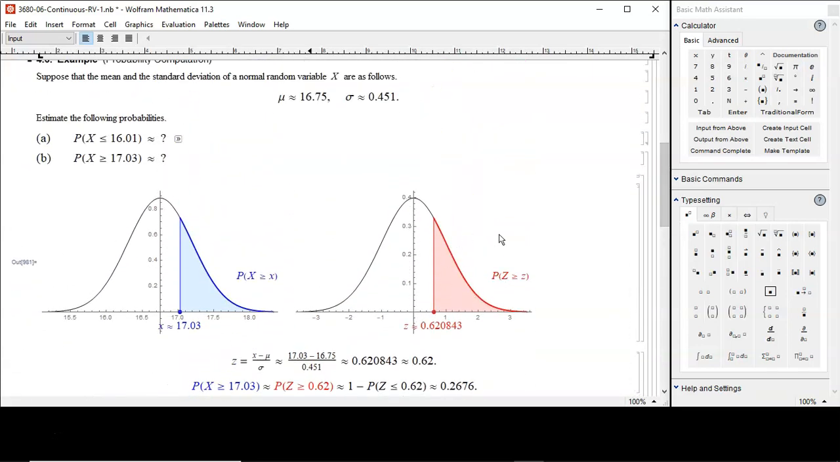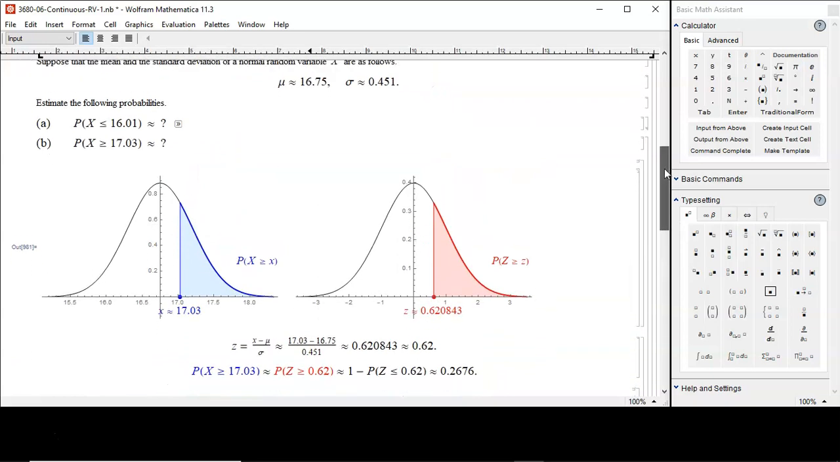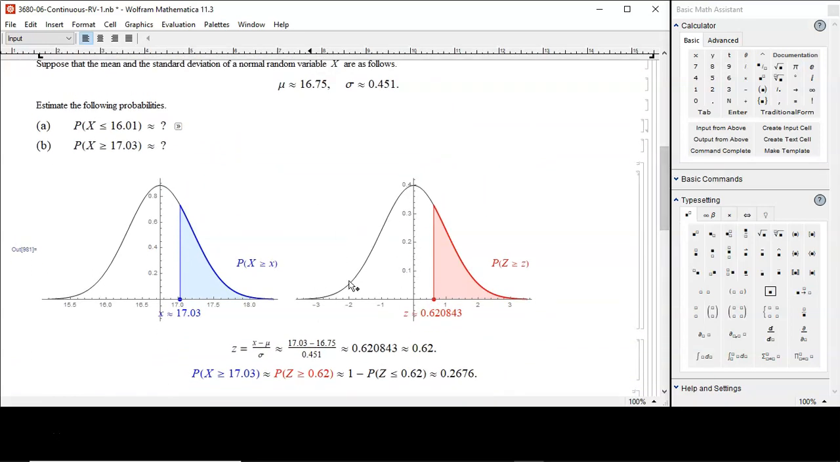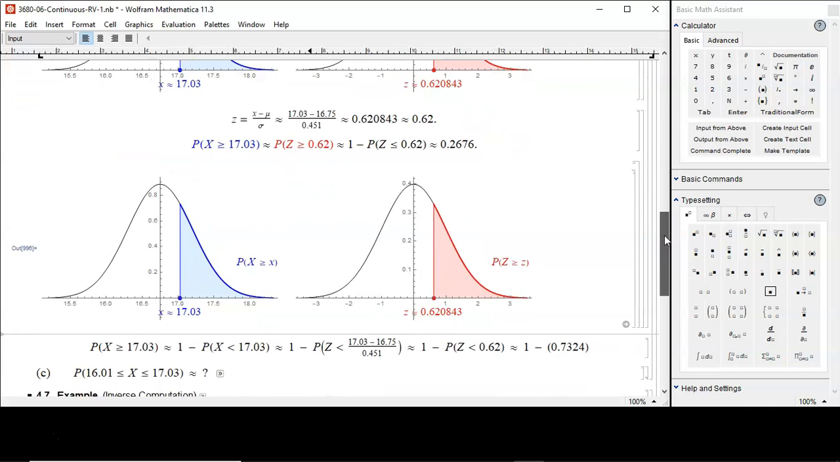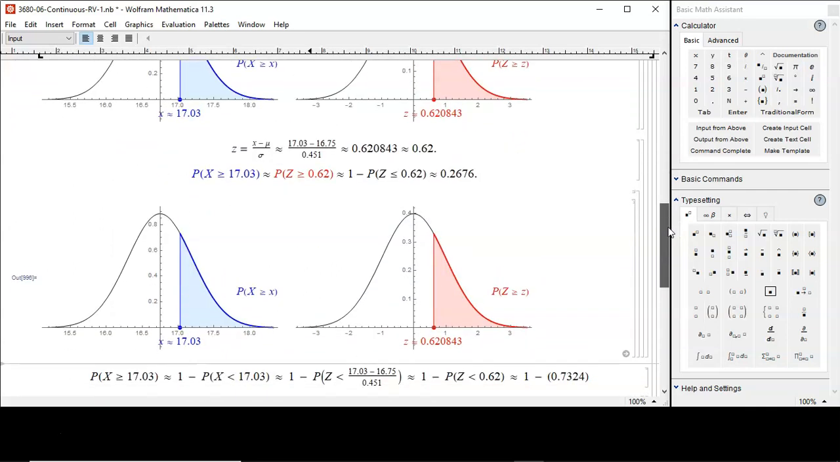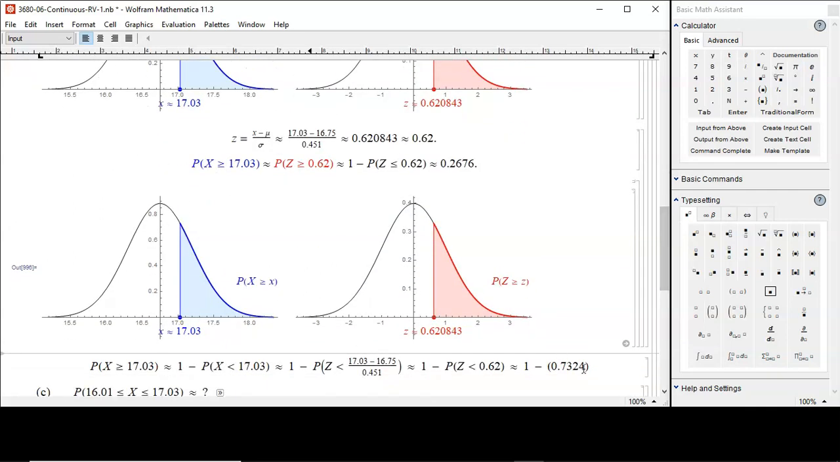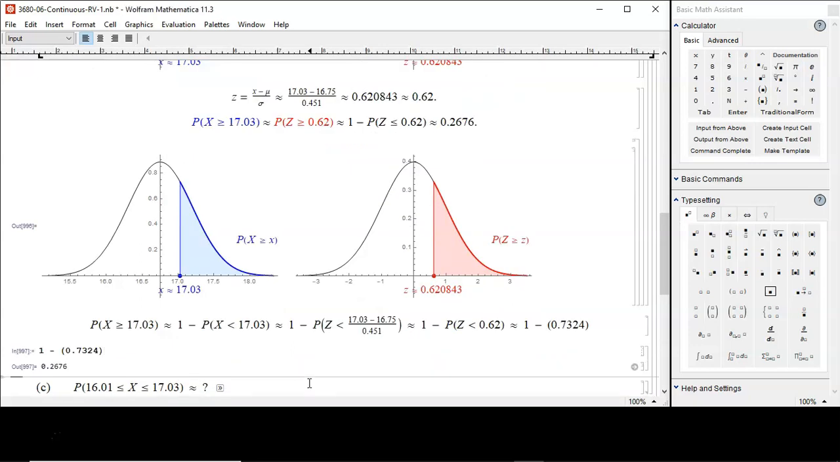So we are looking for this portion. We have to get this and subtract from 1. And this, we got 0.7324. So 1 minus 0.7324. Do I end up with 0.2676? It looks like it. Yes, 0.2676 is correct.